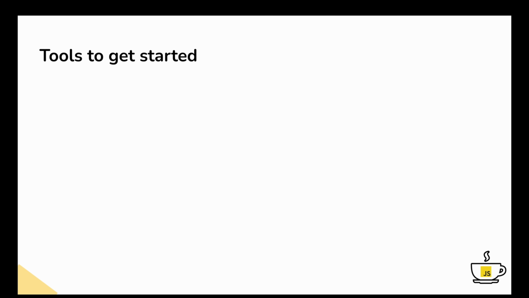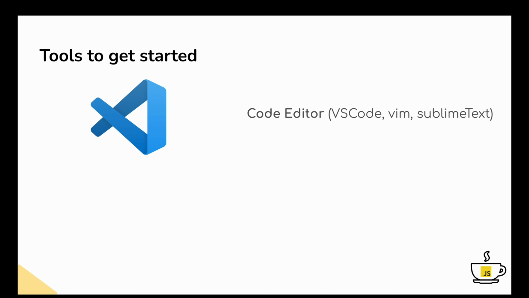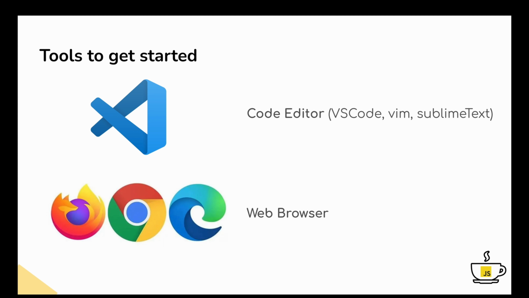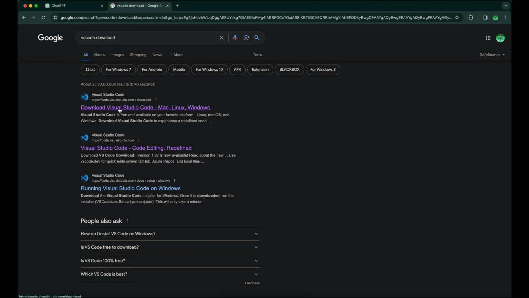Before diving into HTML coding, it's essential to have the necessary tools ready. For editing, you can choose from options like VS Code, Vim, or Sublime Text. Here we are going to use VS Code. Additionally, you will need a web browser to preview the HTML content you create. Let's begin. First, install VS Code in your system. You can download and install it from the official website.